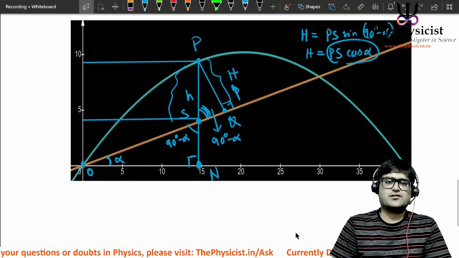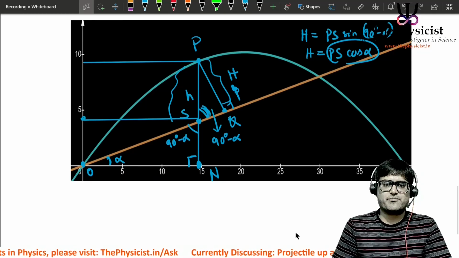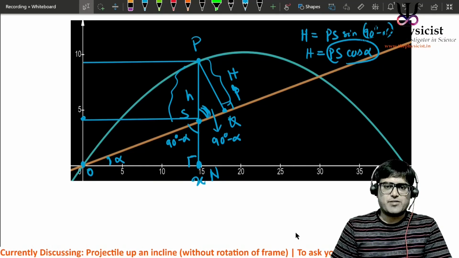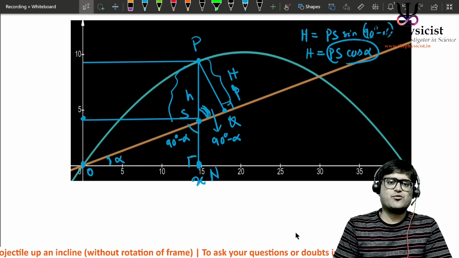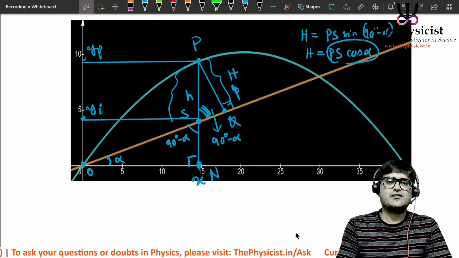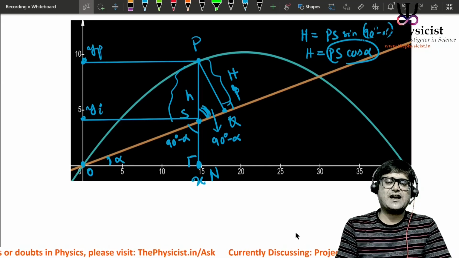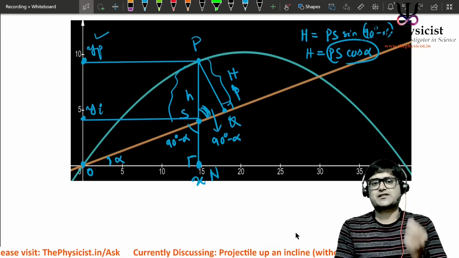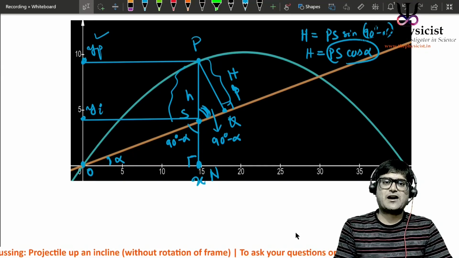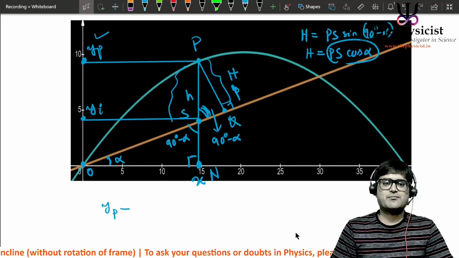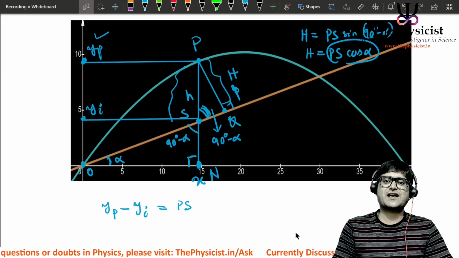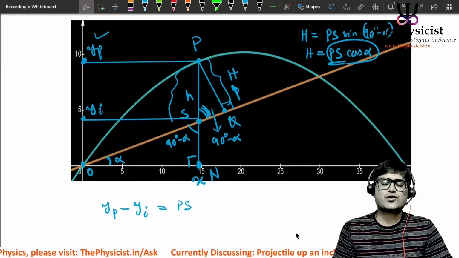Both P and S have the same x coordinate, but for the same x, the incline gives me a value yi and the parabola gives me a value yp. So for the same x, point P will give me yp, the y coordinate on the parabola, but S will give me the y coordinate on the incline. So if I could somehow do yp minus yi, then I will have my PS. And then once I have my PS, I will have my H. So how would you find that value?